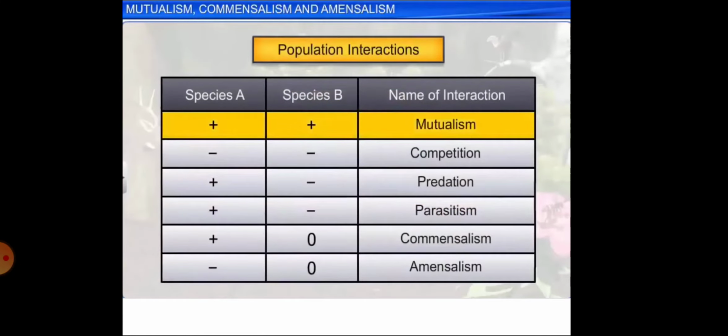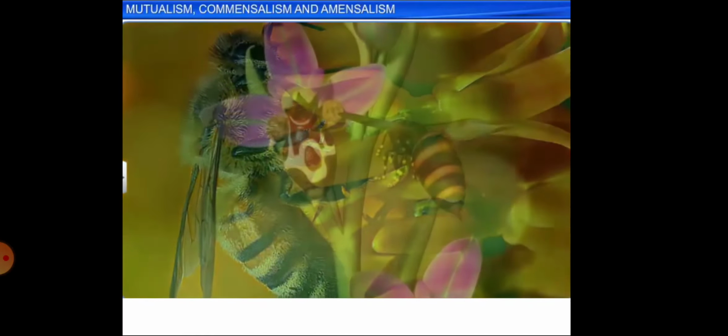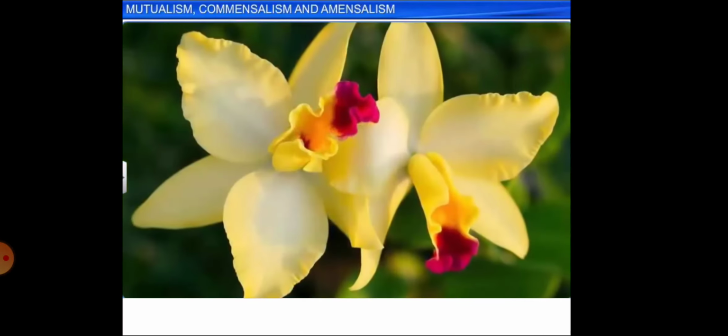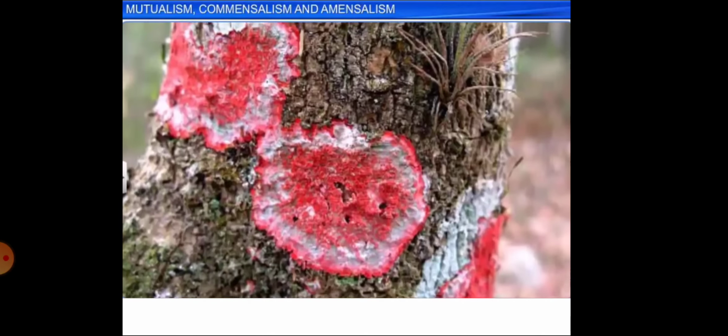In mutualism, both species benefit from the interaction, while in commensalism, the interspecific interaction is beneficial to one species and neutral to the other. In the case of amensalism, one species is harmed and the other remains unaffected. Let's begin with mutualism. Plants and animals show diverse and fascinating examples of mutualism.